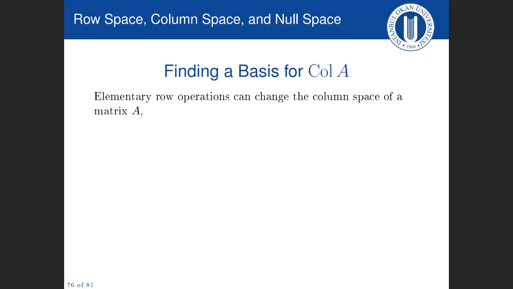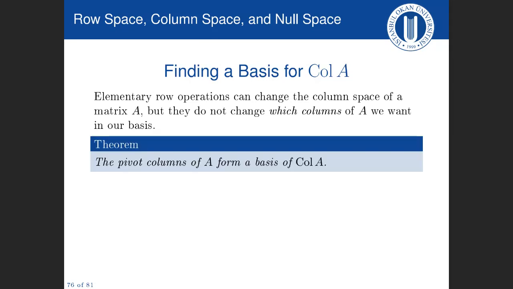But as I said earlier, elementary row operations can change the column space of a matrix A. So what do we do? How can we find a basis for the column space of A? The key point is that even though they can change the column space, they do not change which columns of A we want in our basis. Theorem: the pivot columns of A form a basis for the column space of A.